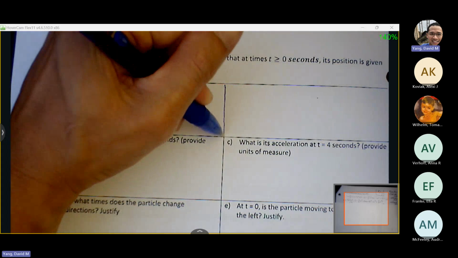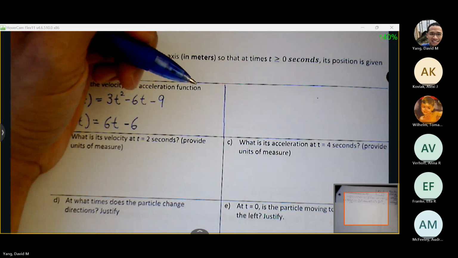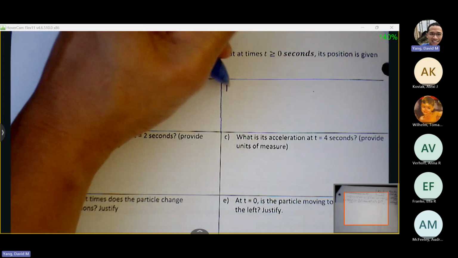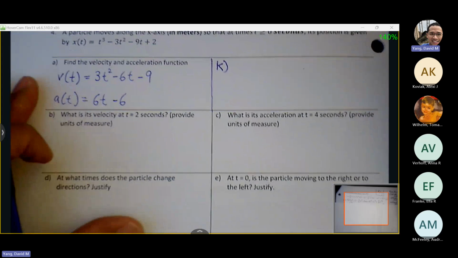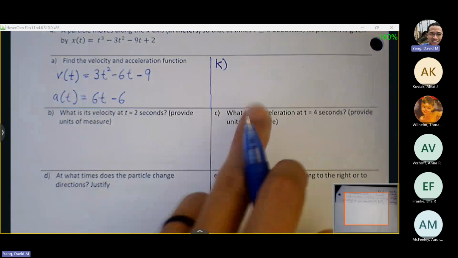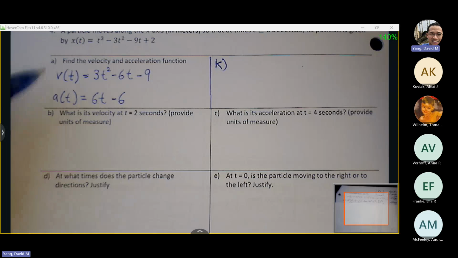Okay, I want to save this spot for part K because there's another part that I want to deal with, but we'll do that at the end. Just want to make sure there's room for that. Okay, any questions to find velocity and acceleration function? You guys good? Power rule.